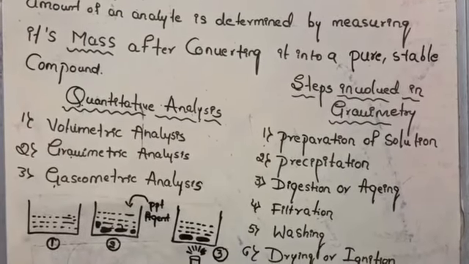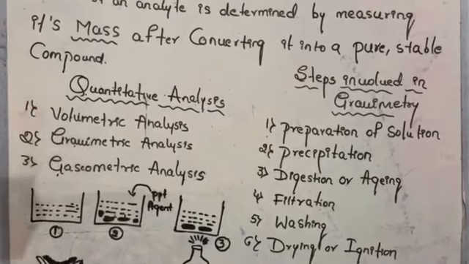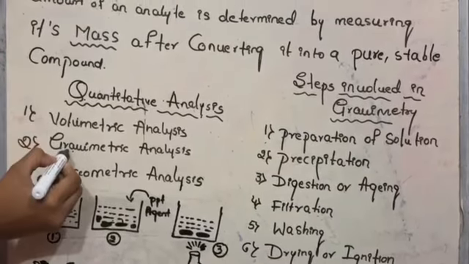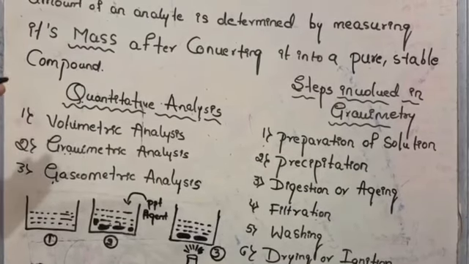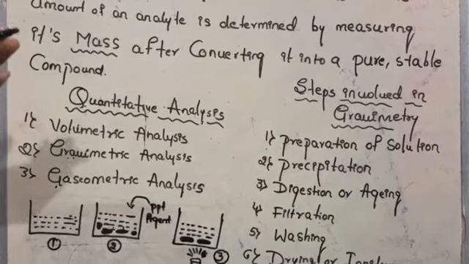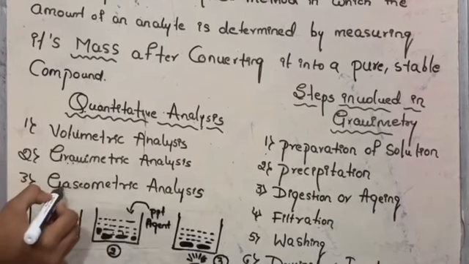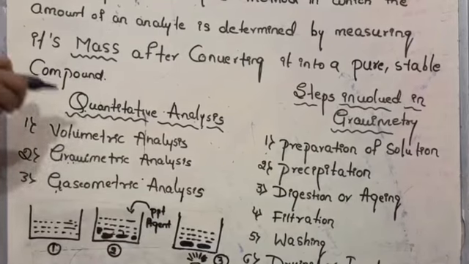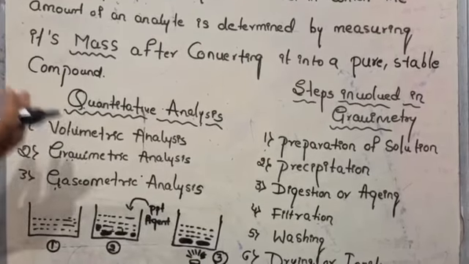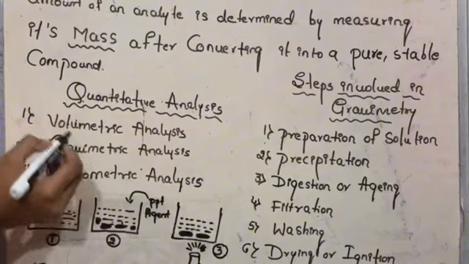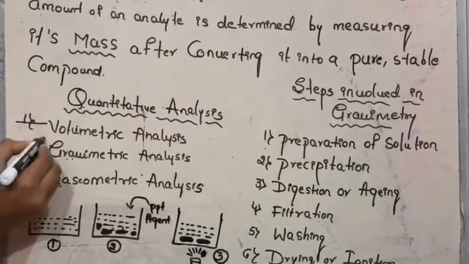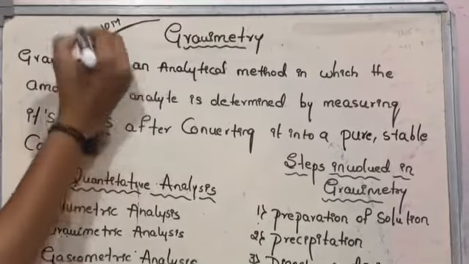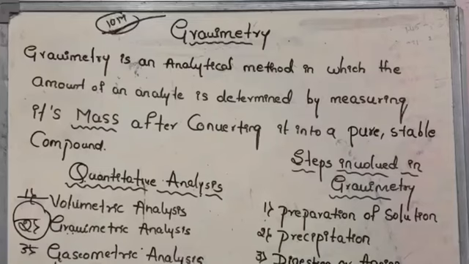Volumetric analysis is an analysis in which volume plays a major role. In gravimetric analysis, the mass or weight of the final pure compound plays a major role, and gasometric analysis is where the amount of gas absorbed or released is measured. Of these three, we are majorly discussing gravimetric analysis, and it is most important for your 10 marks in examinations.